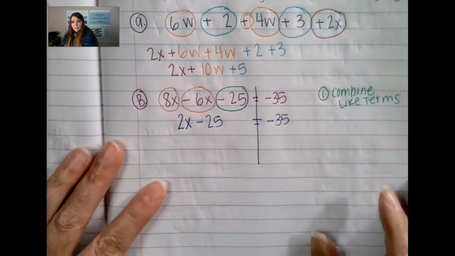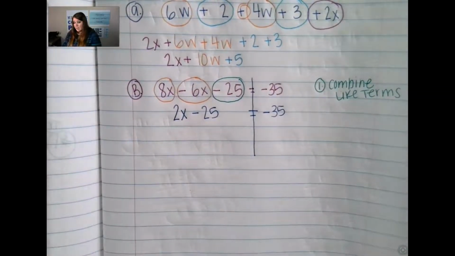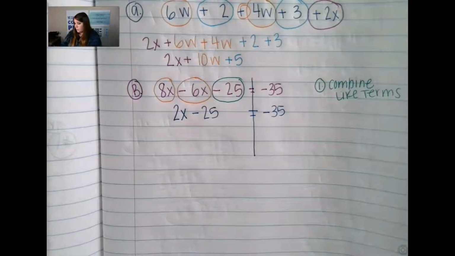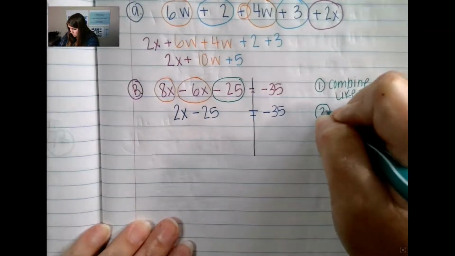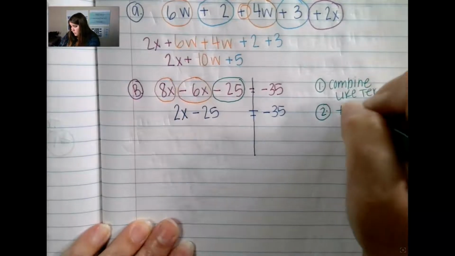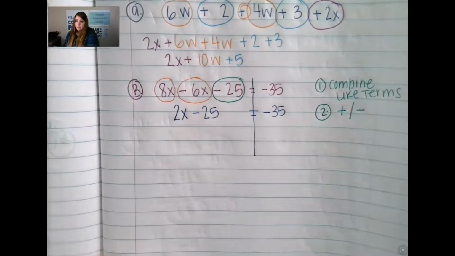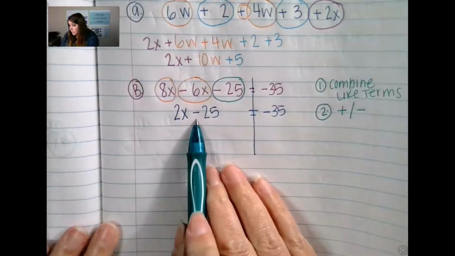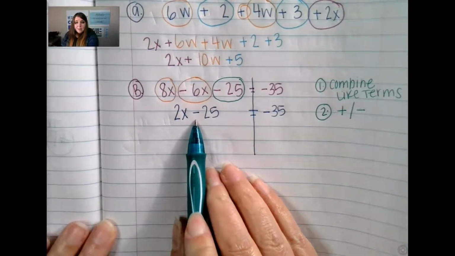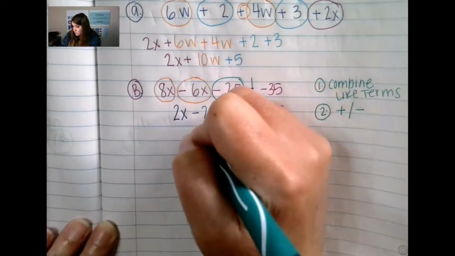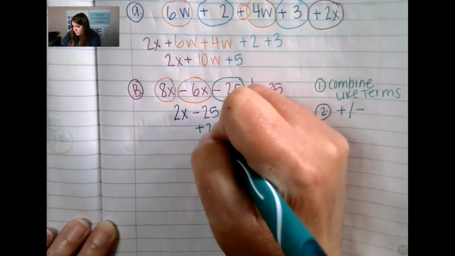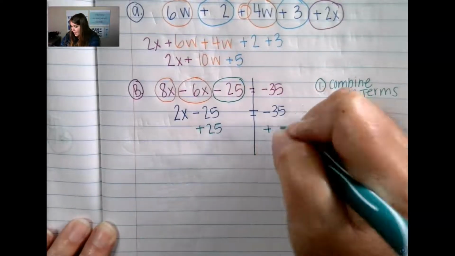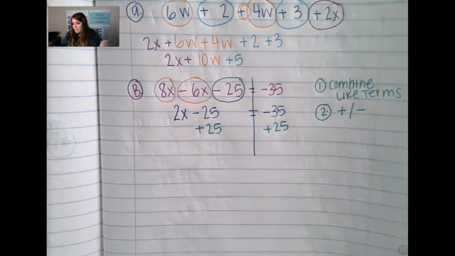So now I'm going to take exactly what I did yesterday, and I am going to do step 2. I'm going to add or subtract. My job again is to get that variable all by itself. So I start with minus 25. The opposite, I need to add 25. And then add 25. I have to keep it balanced.